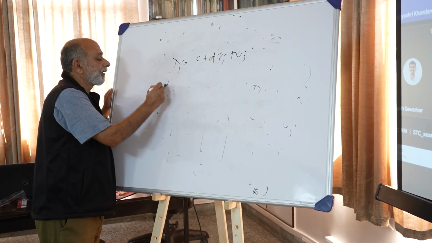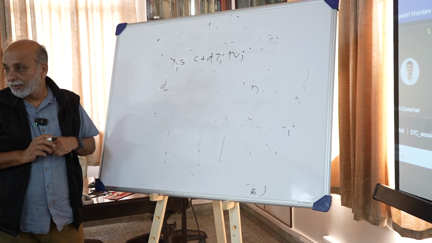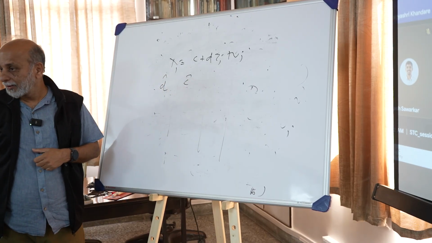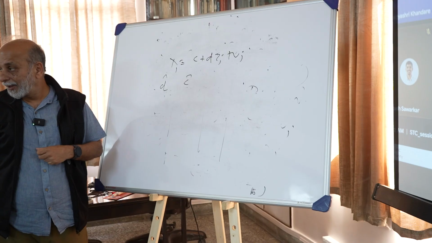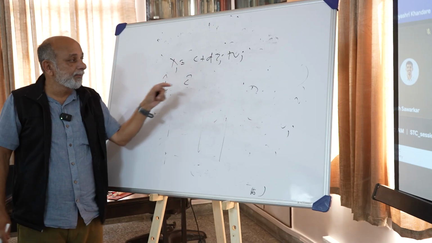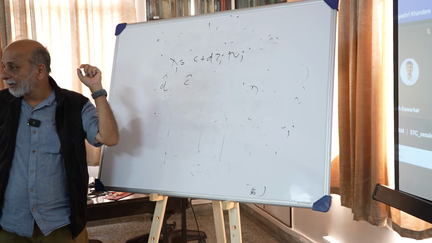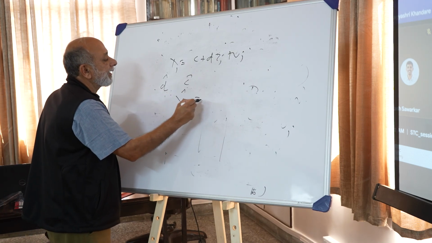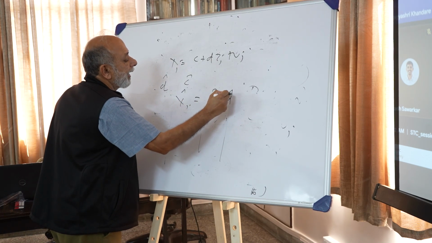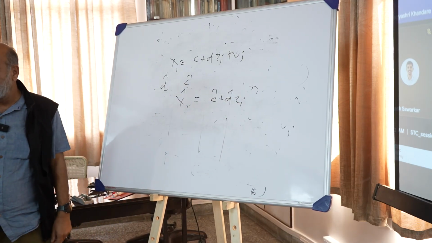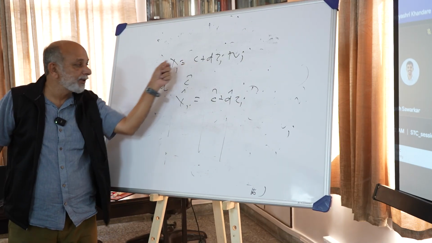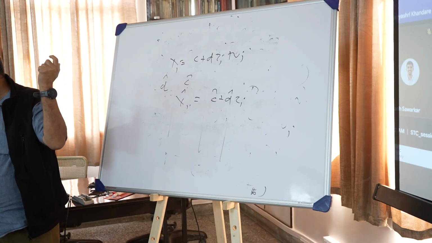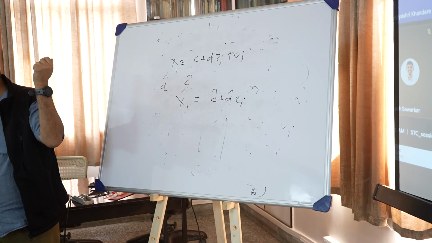Find D. Find D hat and C hat. This is unbiased because Vi and Zi are not correlated. Then calculate x hat i, C hat plus D hat Z hat. So substitute these values and find the estimated values of x hat.